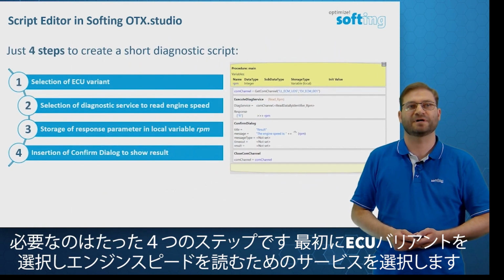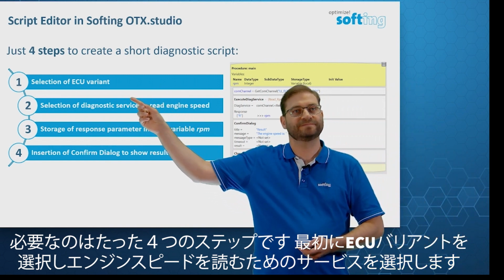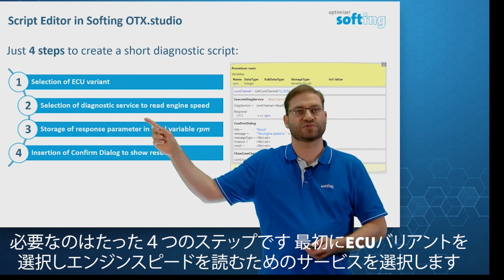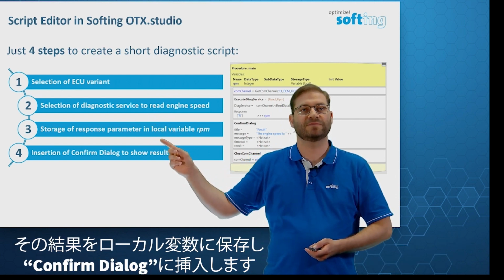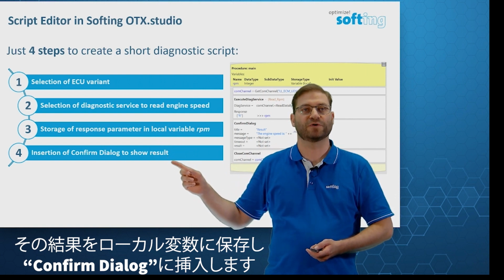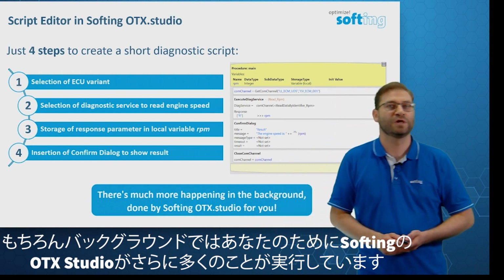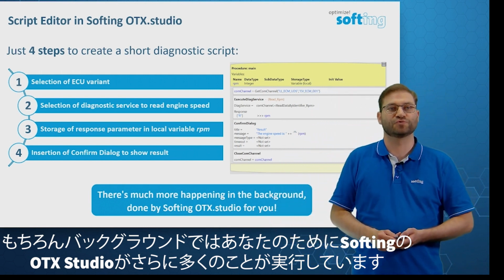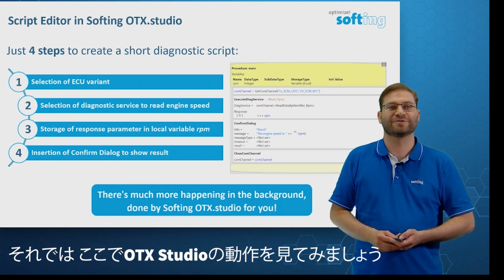Just 4 steps are necessary. We select the ECU variant, then we select the diagnostic service to read the engine speed, we store the result in a local variable, and we insert a confirm dialog. Of course, much more is happening in the background, which is done by Softing OTX Studio for you. Now, let's see OTX Studio in action.